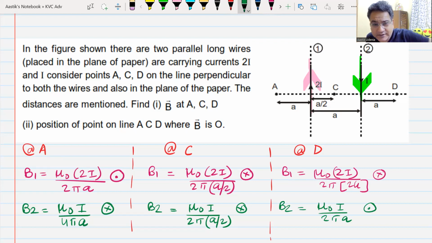So when the wires carry current in opposite directions, the magnetic field will be zero near the wire which has the smaller current. Do we understand this? Yes, sir. If the wires were carrying current in the same direction, then where will the magnetic field be zero?